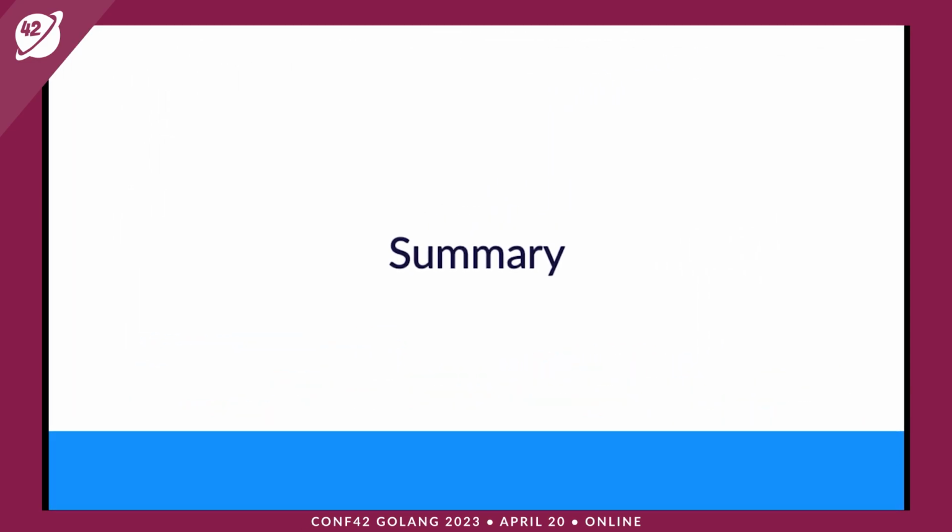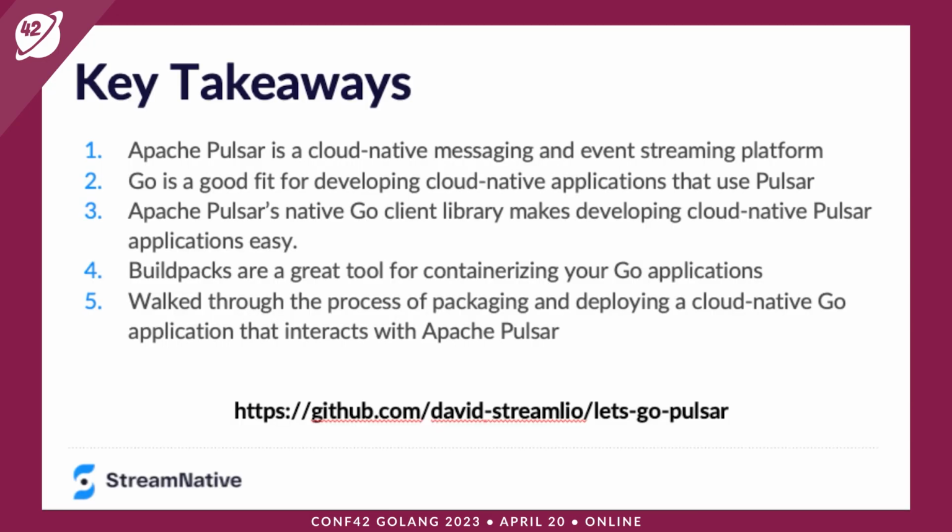So let's summarize a few points that we've covered during this talk. First, Apache Pulsar is a cloud-native messaging and event streaming platform that's designed for cloud-native environments. And Go is a good fit for developing cloud-native applications that use Pulsar due to Apache Pulsar's Go client library. I also showed you buildpacks, which are a great tool for containerizing your Go applications without the need to maintain a separate Dockerfile, and walked you through the process of packaging and deploying a cloud-native Go application that interacts with Apache Pulsar. If you want to learn more, all the code available for this demonstration is available at the GitHub repo shown here.